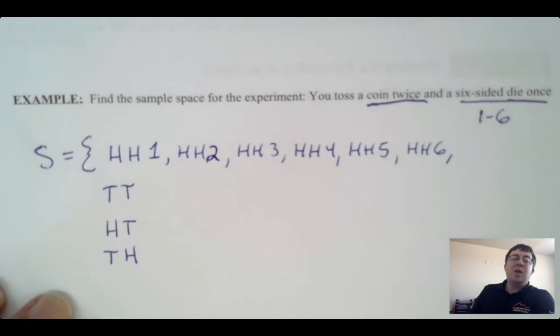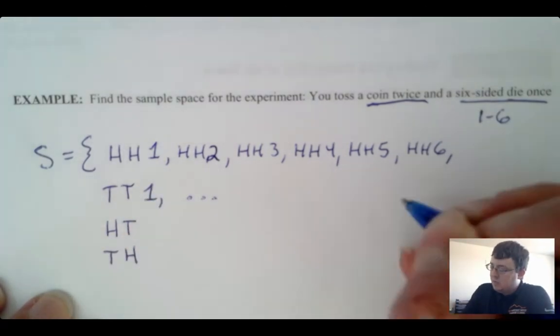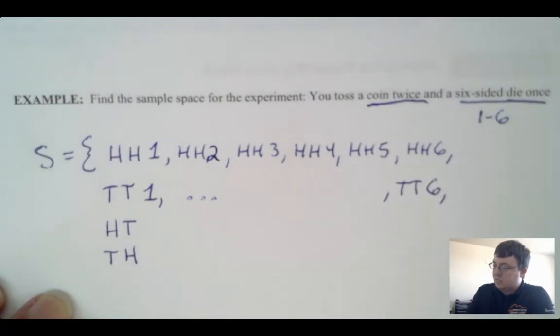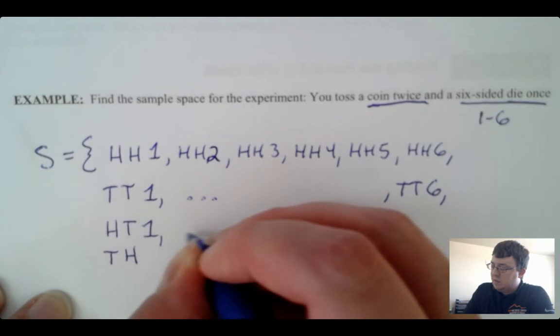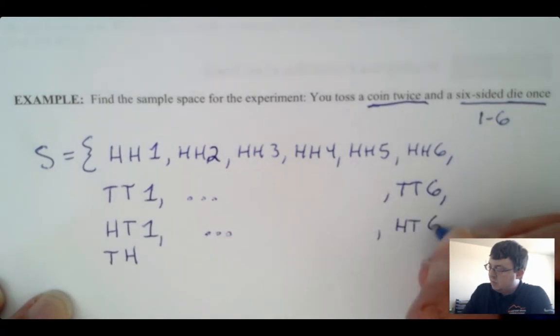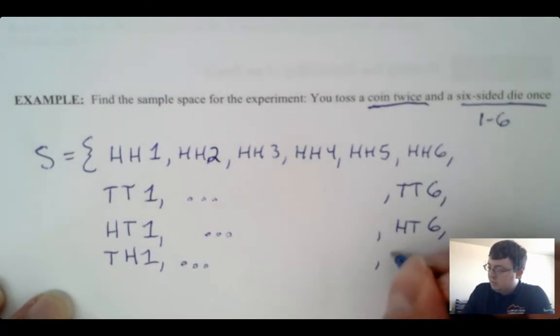For each combination of heads and tails for the 2 coins, I could get 1 through 6. For shorthand, I'm just going to use the notation here that the tails, tails could also be 1 through 6. The heads, tails could be 1 through 6. Heads, tails, 6. And the tails, heads could be 1 through 6.